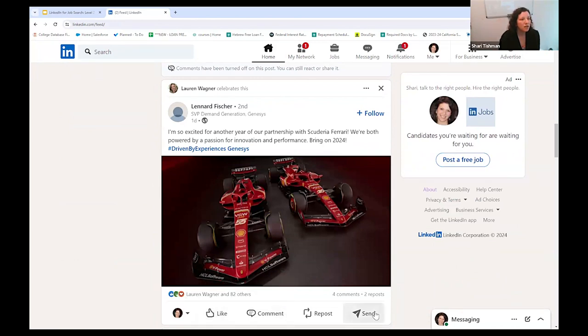You comment on it, you share it. Just those sort of one-click interactions with people can make a big difference because you pop up on their radar. I see who likes my posts. And believe me, unless they're like a celebrity, people are looking at who likes their posts.